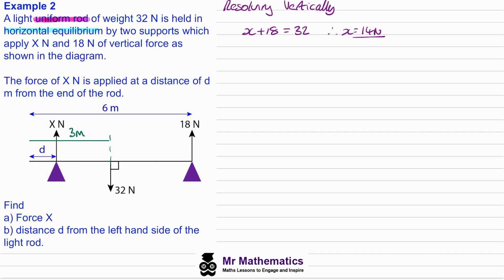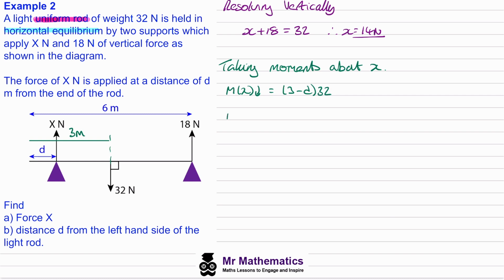So for part B, find the distance from the left-hand side of a rod. Well, now we need to take moments. I'm going to choose to take moments from x, but we could have taken moments from anywhere along the rod. So we'll begin with the clockwise moments around x. This will be the 32 newtons acting in this direction. Well, we can work out this distance as 3 take away d. So this will be 3 minus d multiplied by the force of 32 newtons.